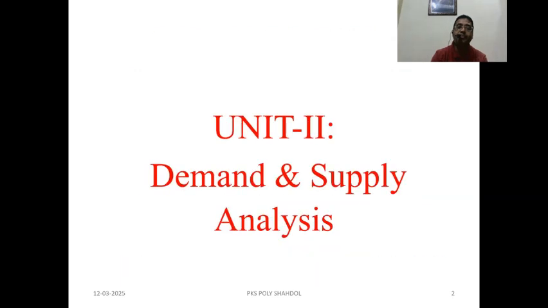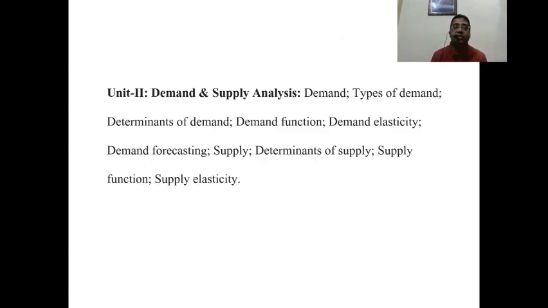In the second unit, the topic is demand and supply analysis. The unit contents are demand and supply analysis, demand, types of demand, determinants of demand, demand function, demand elasticity, demand forecasting, supply and determinants of supply, supply function and supply elasticity.